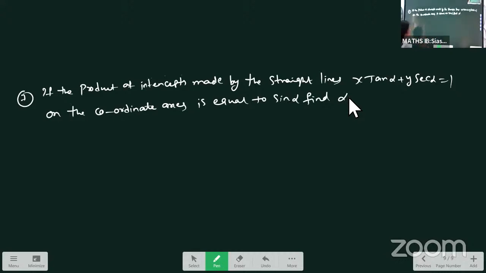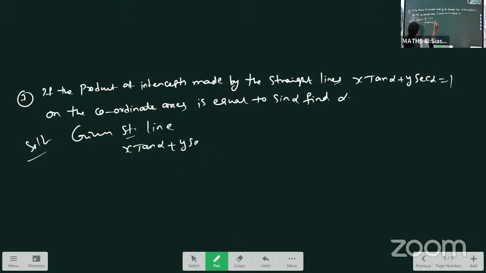One equation is given asking the product of intercepts. So the hint is given: intercept. So first what we do? Convert the equation into intercept form. Solution. Given straight line: x tan alpha plus y secant alpha is equal to 1.